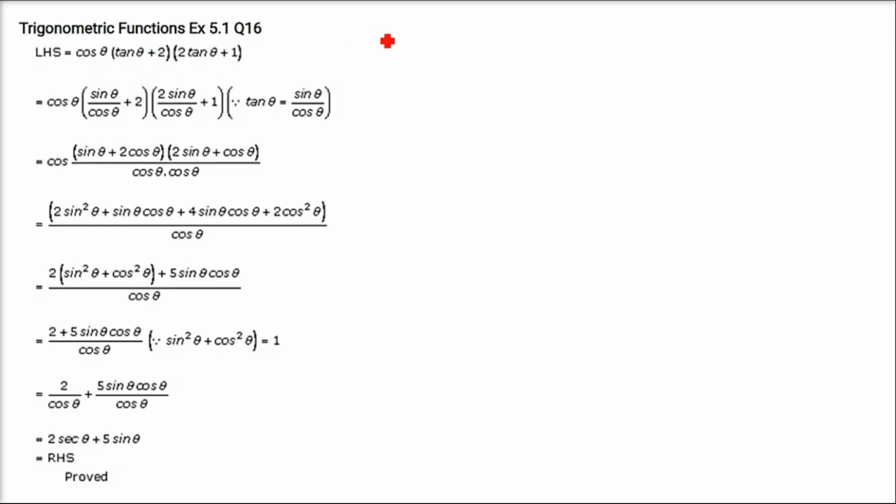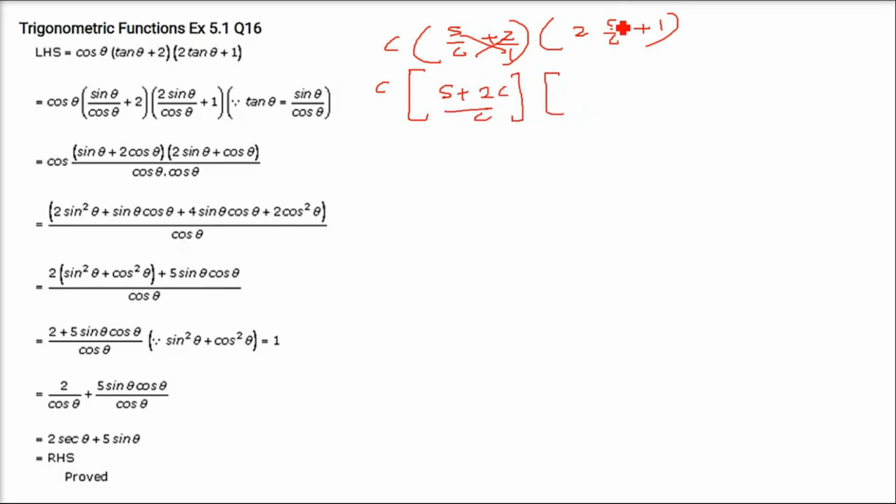So let us see. This is cos. I am writing sin, this tan is sin by cos. This has 2, this is sin by cos plus 1. Now what do you get here? You get (sin plus 2 cos) by cos. What do you get here? This is (2 sin plus cos) by cos. Now if you want, you can cancel 1 cos from here. Now this is (sin plus 2 cos) and (2 sin plus cos). Now just multiply this. This is 2 sin square.